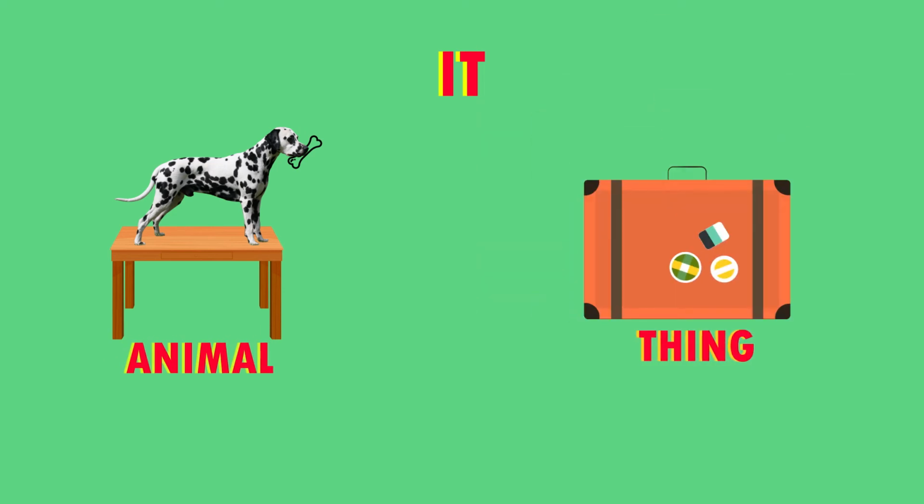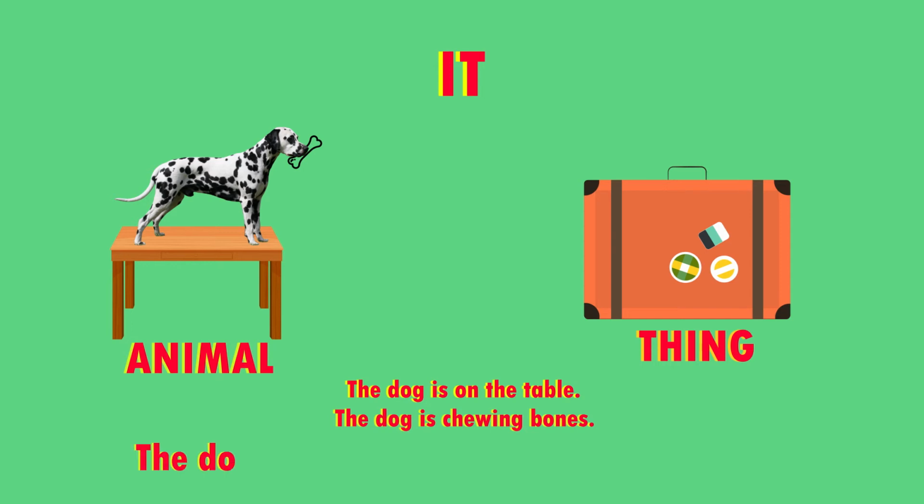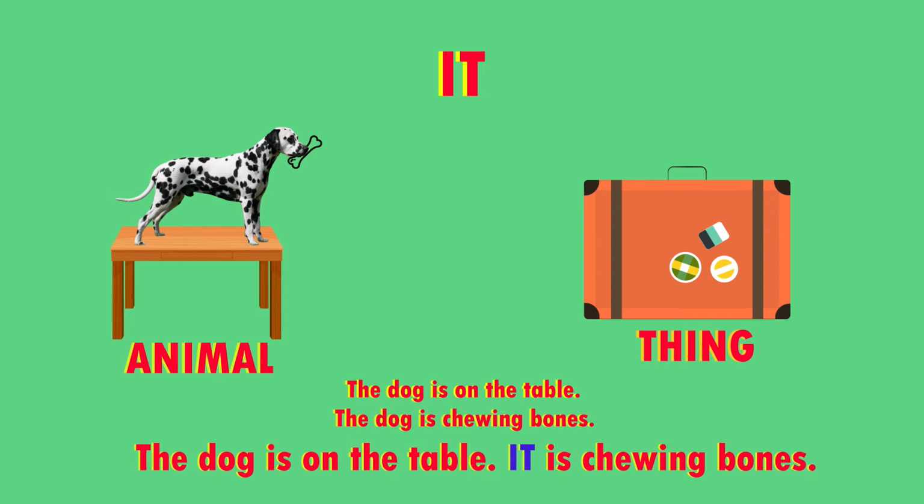Next, we'll take the pronoun it. We use it for an animal or a thing. The dog is on the table. The dog is chewing bones. So we can replace the dog with the pronoun it. The dog is on the table. It is chewing bones.